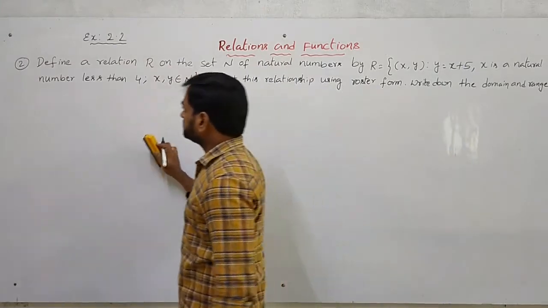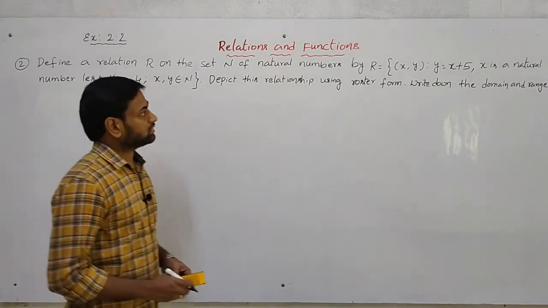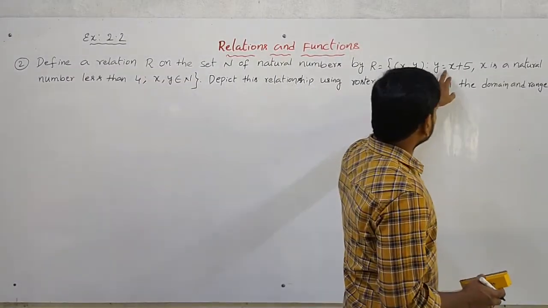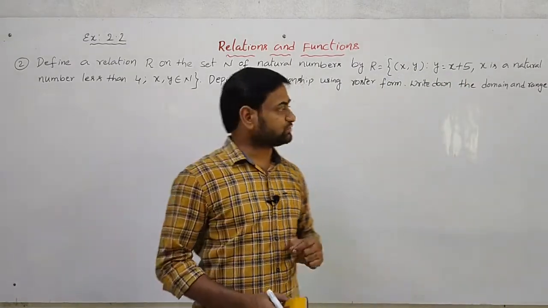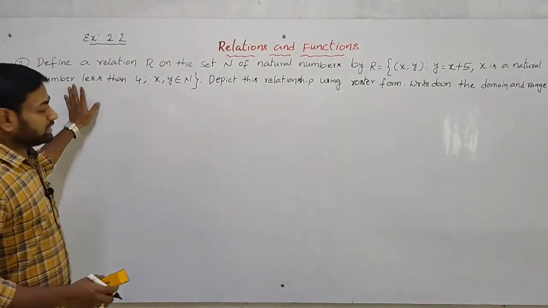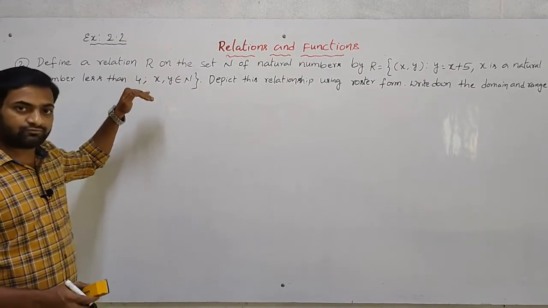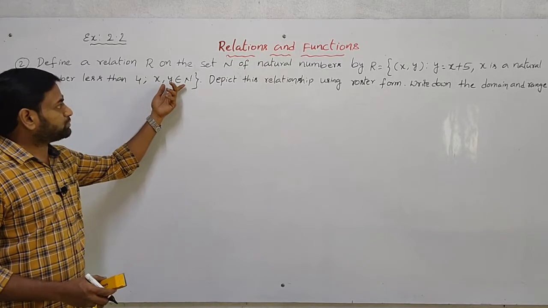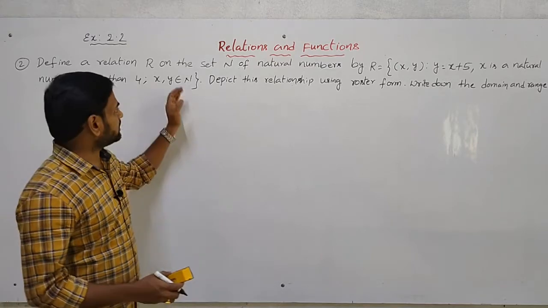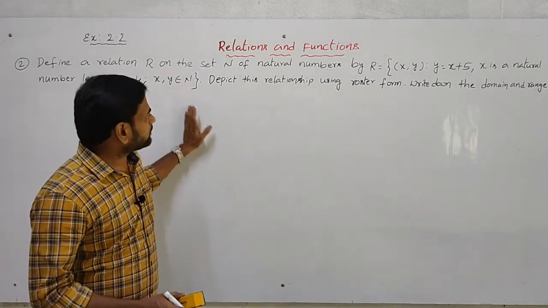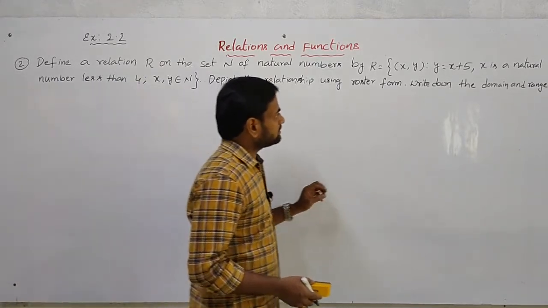See, the next problem is, he defined a relation on natural numbers. That relation is y equal to x plus 5. The condition is y equal to x plus 5. Here x is less than 4. The x value is less than 4. And the x value and y value compulsorily belong to natural numbers. Now we have to write it in the roster form, as well as find the domain and range.